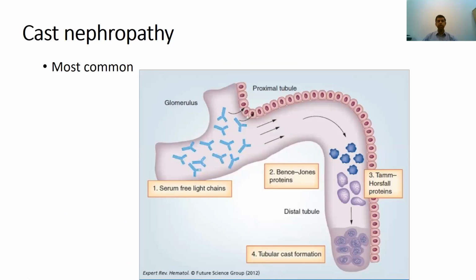So just one word regarding cast nephropathy. What happens in cast nephropathy is that you have the tubules, and you have the light chains. These light chains will go down the tubules, and it can block the tubules. These light chains will get entangled in your normal Tamm-Horsfall proteins, and then they will cause casts. And these casts will go and block the tubules, and you end up with an acute kidney injury because of blockage of the tubules. And that is what you call cast nephropathy with myeloma patients.